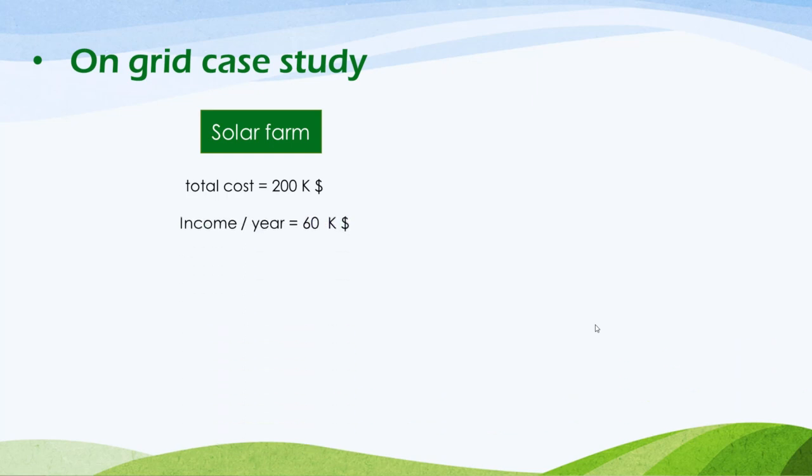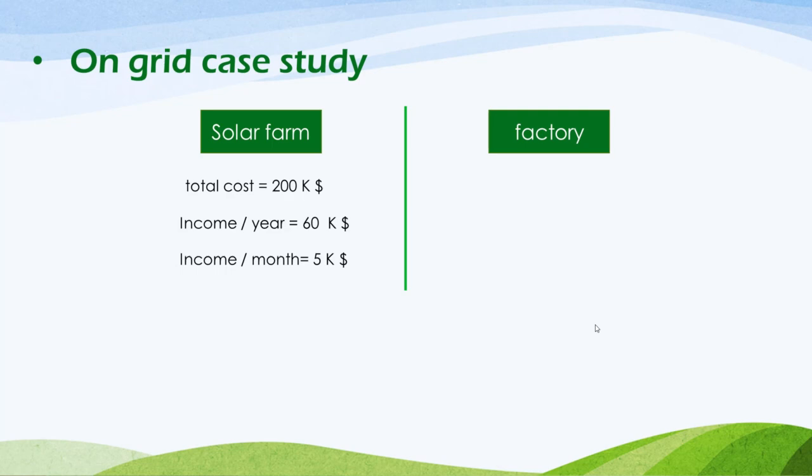Now the yearly income that this solar farm produces is $60K, which means that the income per month will be 60 over 12, which is $5K per month. Now let's return to the factory to know what the charges are. Here suppose that the factory bill per year equals $48K, which means that the monthly bill is equal to $4K. That's good. We need now to know when the owner will get back the money that he has spent, as he has spent a total of $200K.